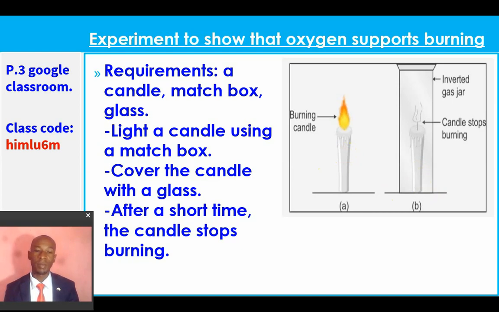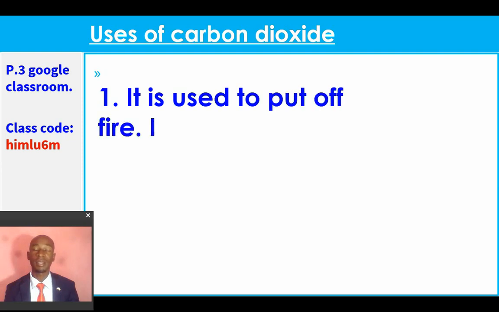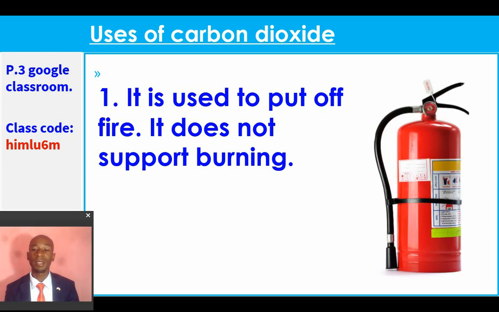Now let us look at another subheading, and that is uses of carbon dioxide. Number 1, we shall say carbon dioxide is used to put off fire because it does not support burning. You will have to carry this carbon dioxide in this equipment, and you know how we call it? This is a fire extinguisher.